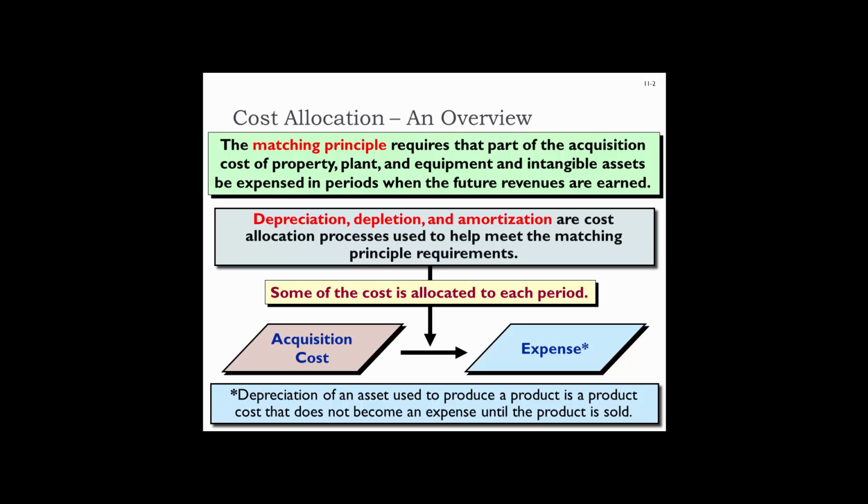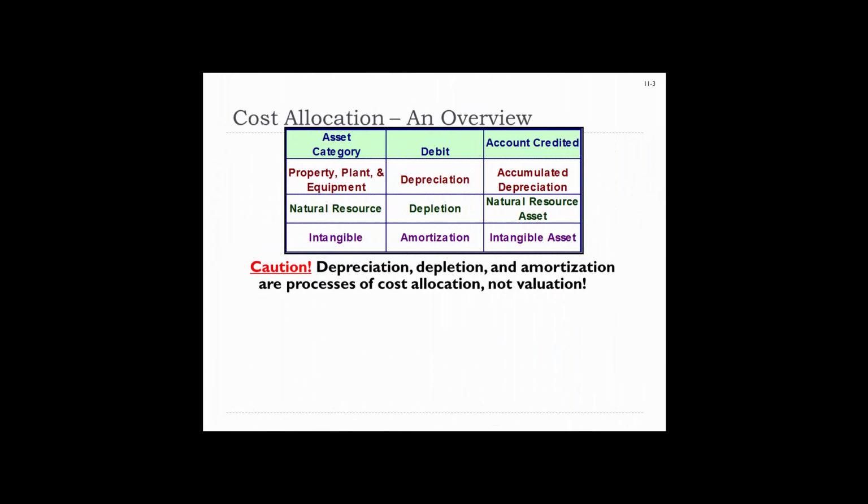Depreciation, depletion, and amortization are cost allocation processes used to help meet the matching principle. So some of the cost is allocated to each period. First you have the acquisition cost, and then technically the expense is depreciation of the asset used to produce a product, and is a product cost that does not become an expense until the product is actually sold.